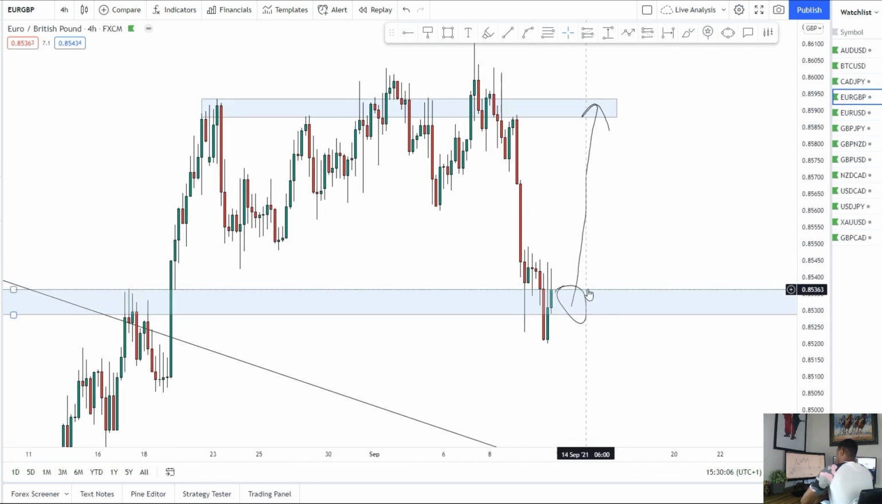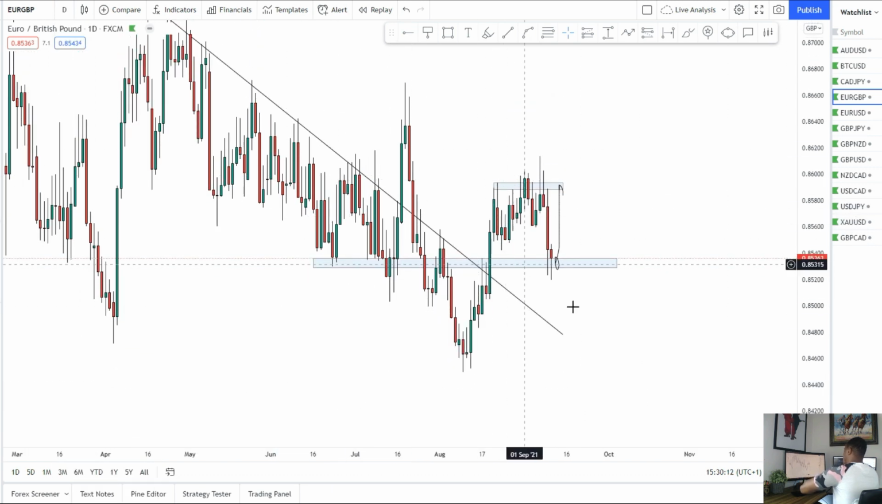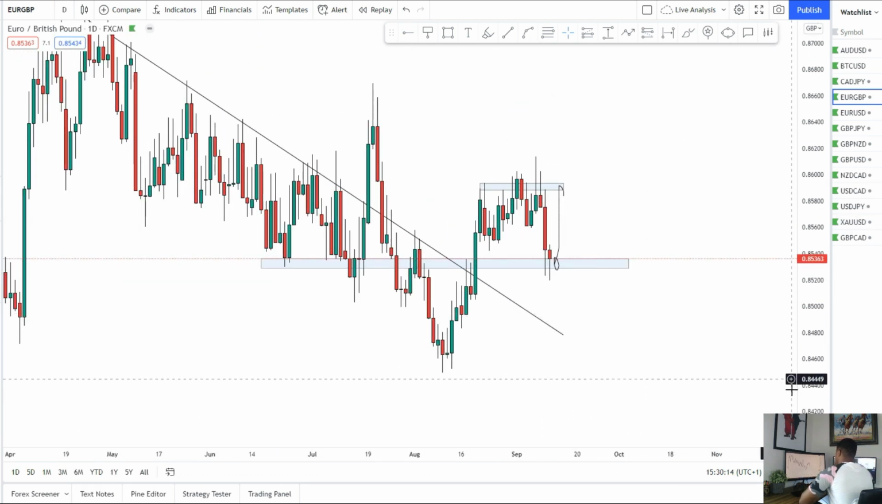So right now it's looking like it's potentially trying to turn bearish here for Euro Pound and just see a continuation of this bearish trend with that price action, but we still haven't broken through this key support.